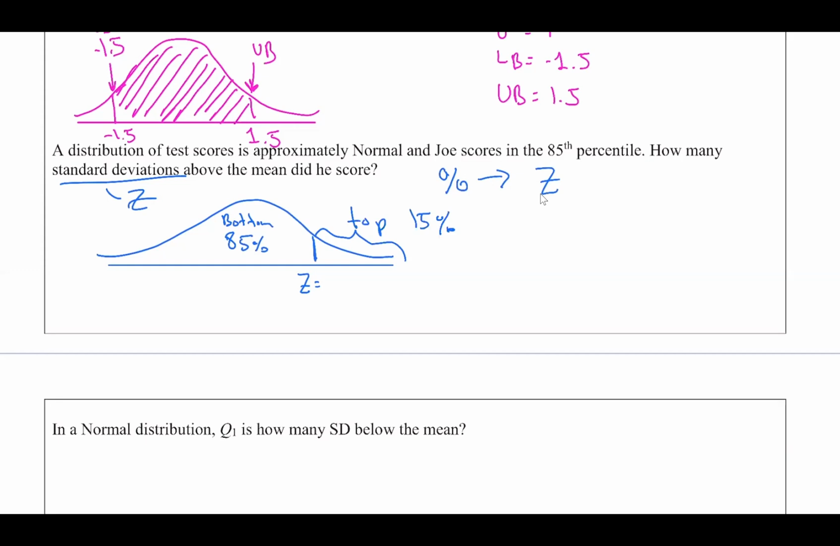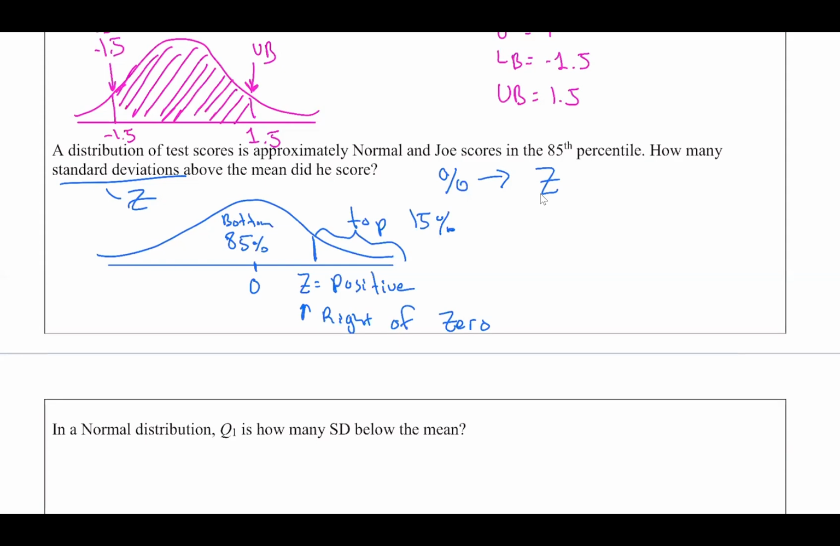Everybody kind of go with the idea so far? All right. If you look at the Z value, since it is to the right of 0, you should expect the Z value to be positive.